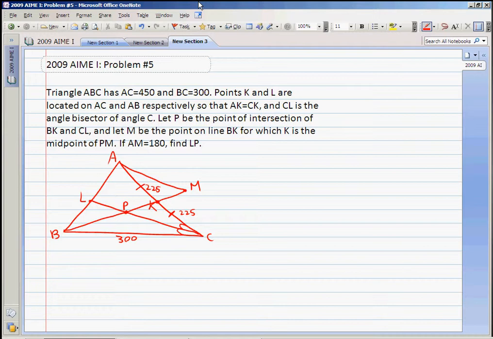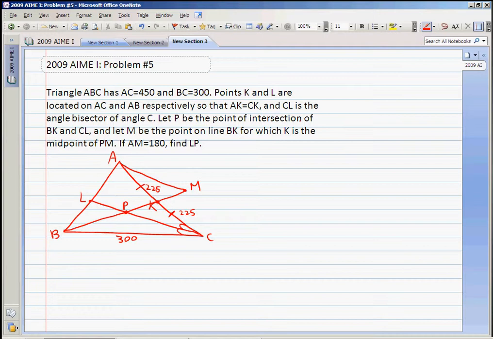2009 AIME I problem number 5. Triangle ABC has AC equal to 450 and BC equal to 300. Points K and L are located on AC and AB respectively, so that AK is equal to CK, and CL is the angle bisector of angle C. Let P be the point of intersection of BK and CL, and let M be the point on line BK for which K is the midpoint of PM. If AM is equal to 180, find LP.